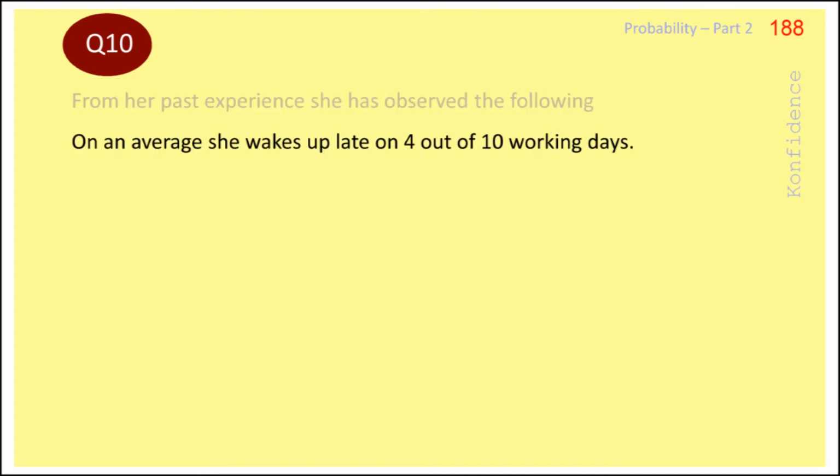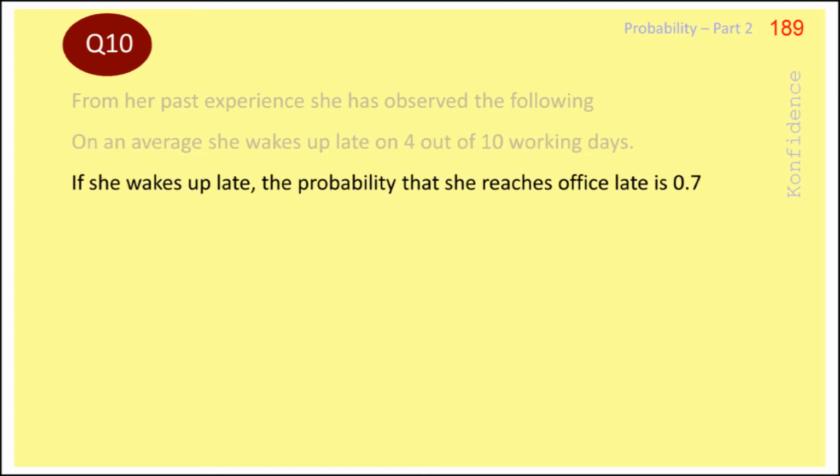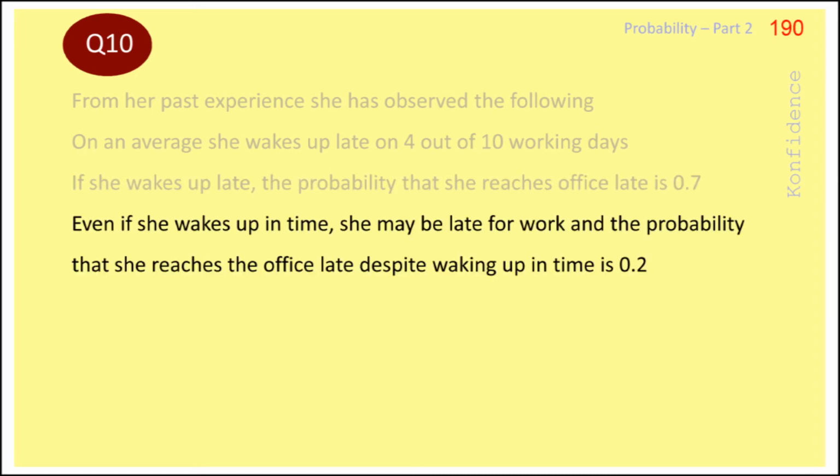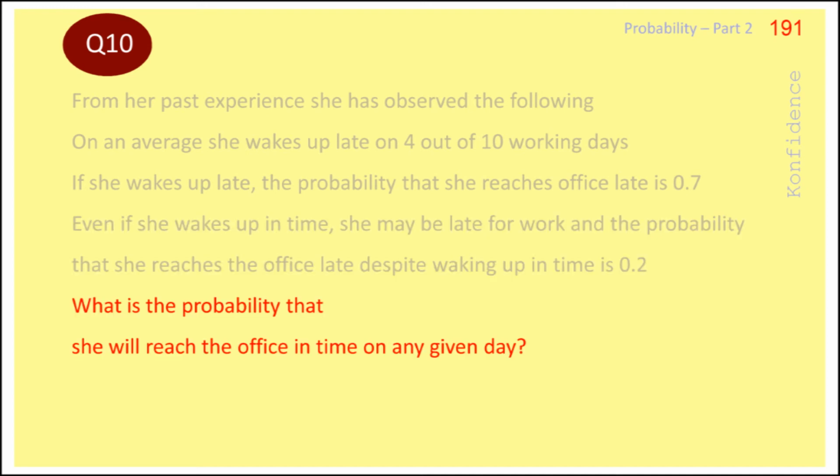On an average, she wakes up late on 4 out of 10 working days. If she wakes up late, the probability that she reaches the office late is 0.7. Even if she wakes up in time, she may be late for work, and the probability that she reaches the office late despite waking up in time is 0.2. What is the probability that she will reach the office in time on any given day?